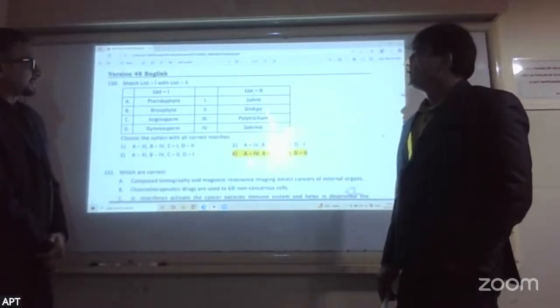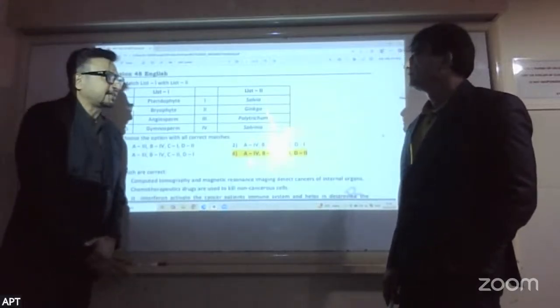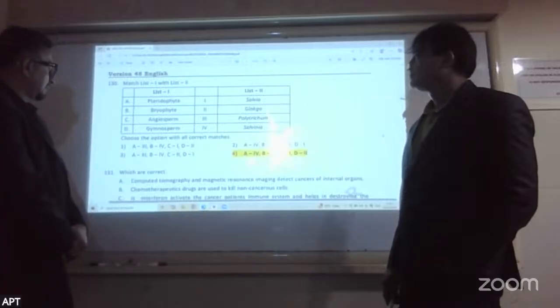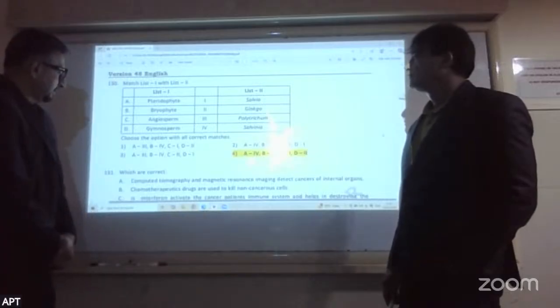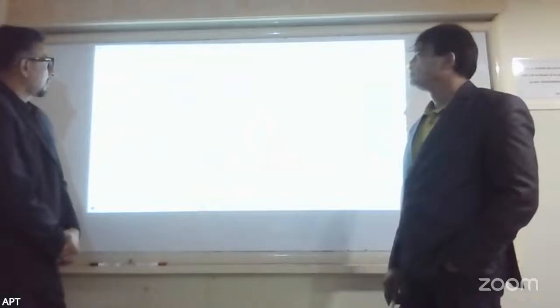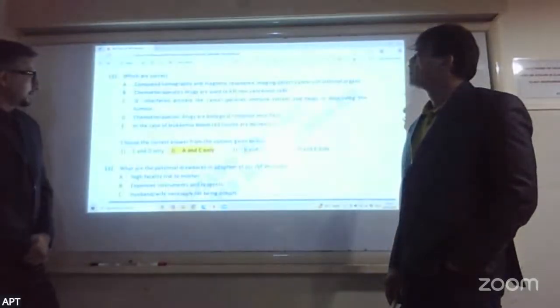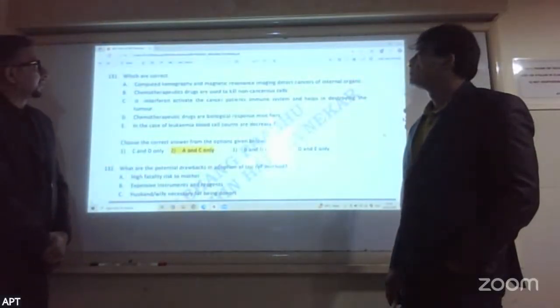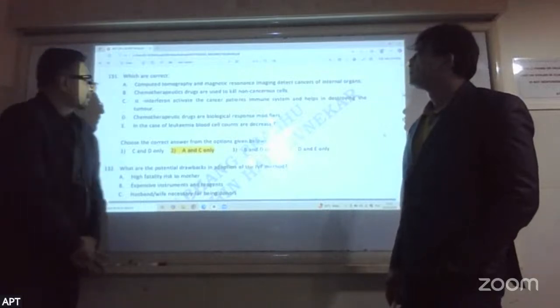If you see this match the pair also, it looks straight. There are examples there, and I think 4 is the alternative. Which are correct? There are 5 sentences they have given. Correct. A is correct and C is correct. Then we'll have to discuss why others are wrong.